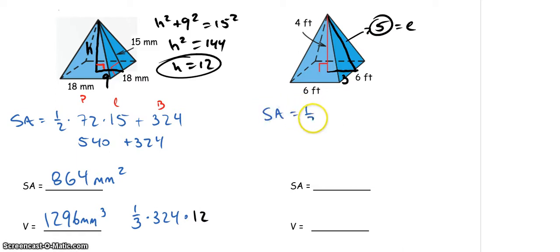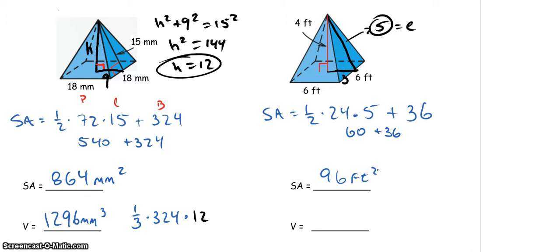So surface area: 1/2 times perimeter, 6 plus 6 plus 6 plus 6, 24, times my slant height, don't get them confused, is 5, plus the area of my one base, which is 36, 6 times 6. So again, the lateral area tells me the area of the 4 triangles, and then the base is just 36. So half of 24 is 12. 12 times 5 is 60 plus 36, which gives me 96 feet squared.